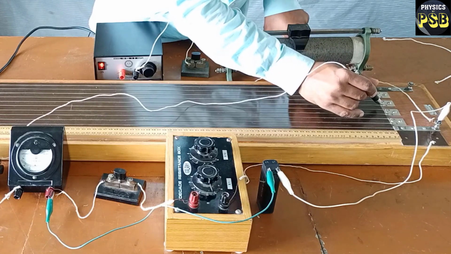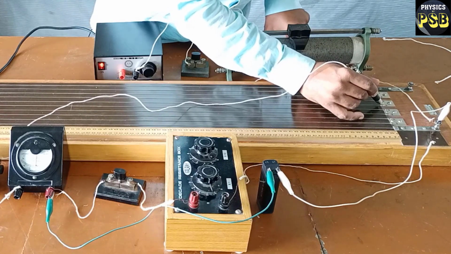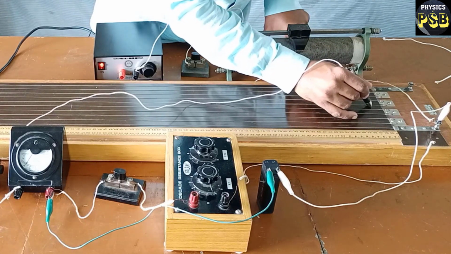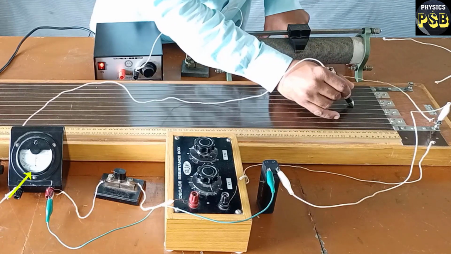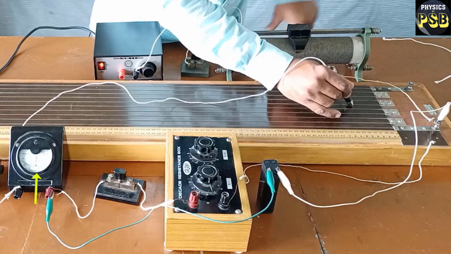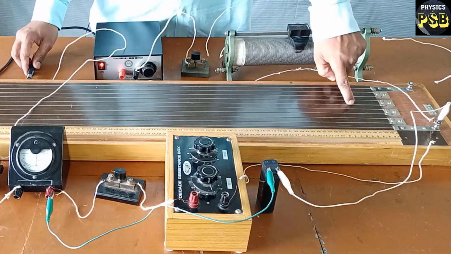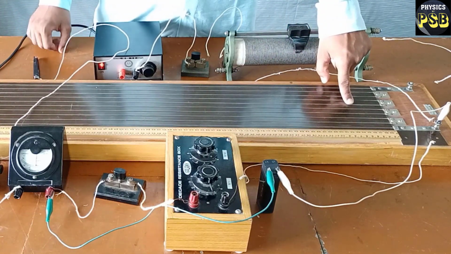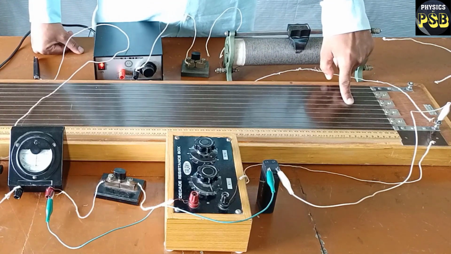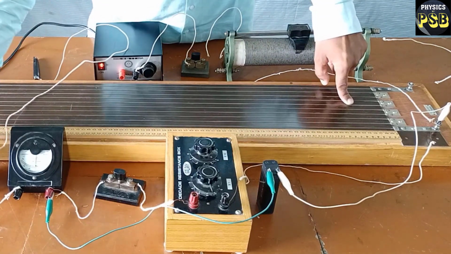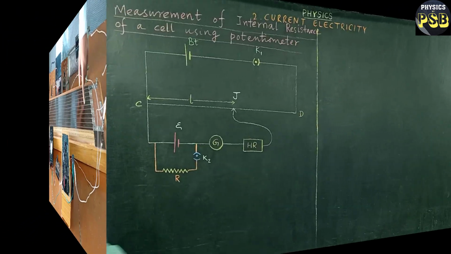I go to the previous segment. At this point, the galvanometer shows zero deflection. The length of the potentiometer wire up to this point gives the balancing length L2.